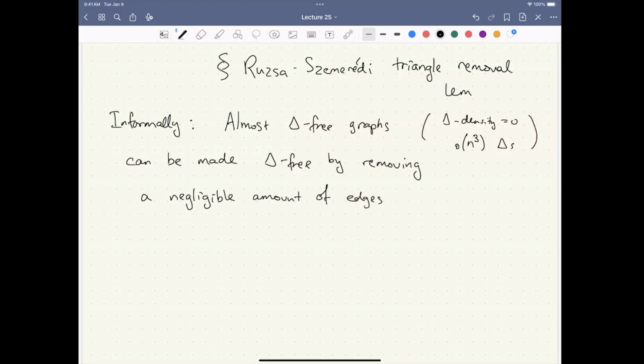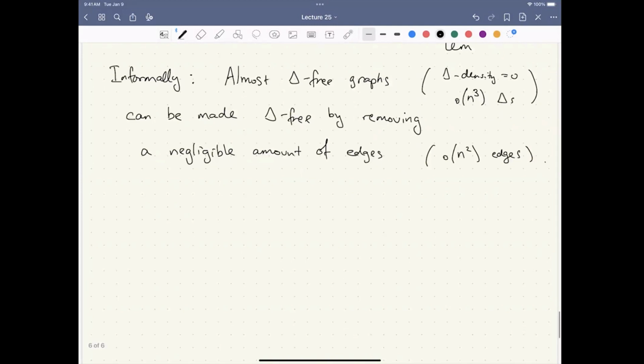And here, what do you mean by negligible? The number of pairs of edges, all possible pairs, is n choose 2. Negligible means little o of n squared edges to remove. This is what it says. Very intuitive. Let's write down the formal one with the quantitative constants.